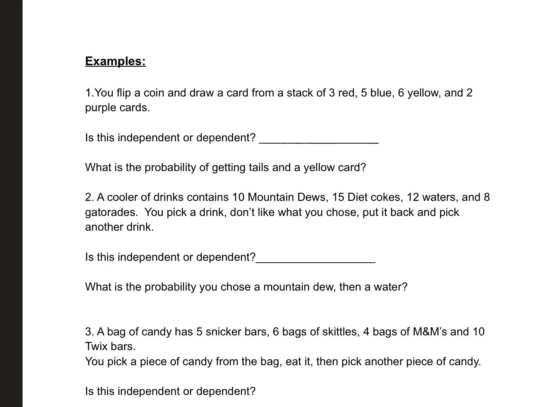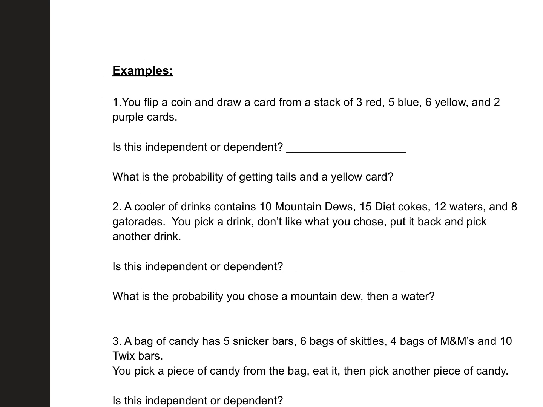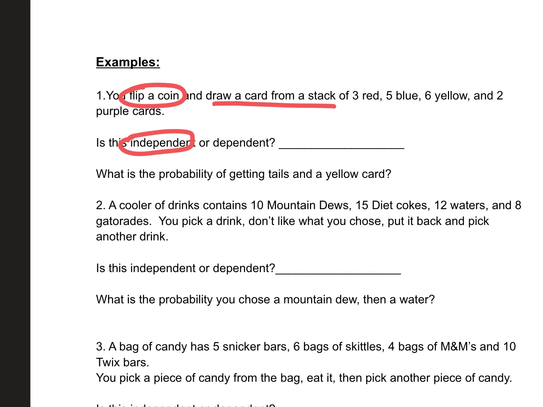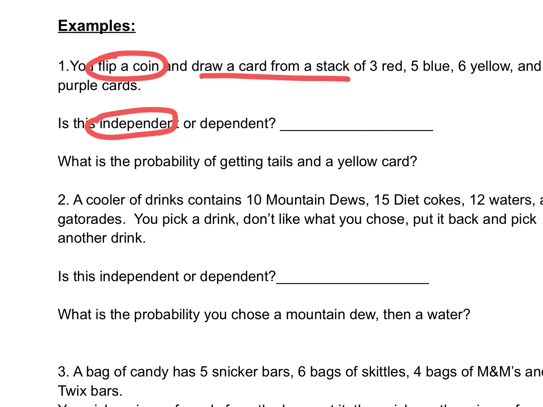So let's look at some examples here. You flip a coin and draw a card from a stack of 3 red, 5 blue, 6 yellow, and 2 purple cards. So the question is, is it independent or dependent? We have a coin and a stack of cards. Does what you get on the coin in any way impact the deck of cards? No, it does not, which means those two things are independent of each other. So what is the probability of getting tails and a yellow card?